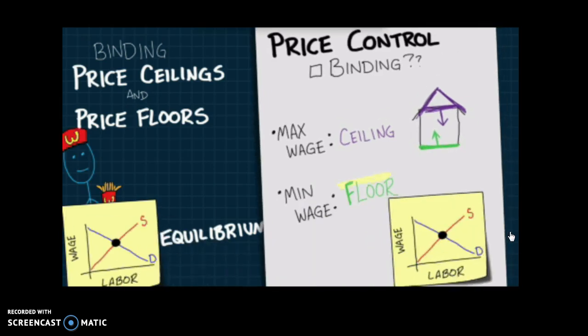In order for a price floor to be binding, it must be set above the equilibrium wage, because that way it prevents the market from responding to the downward pressure on wages. Similarly, in order for a price ceiling to be binding, it must be set below the equilibrium wage.